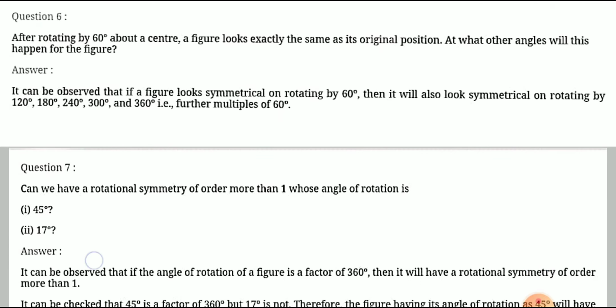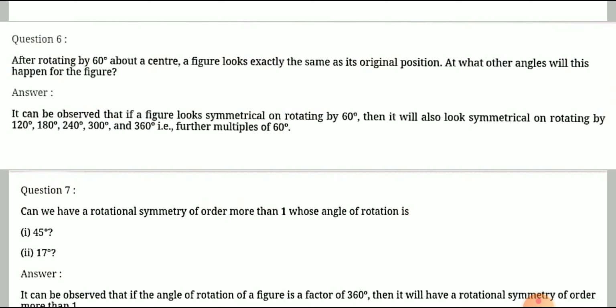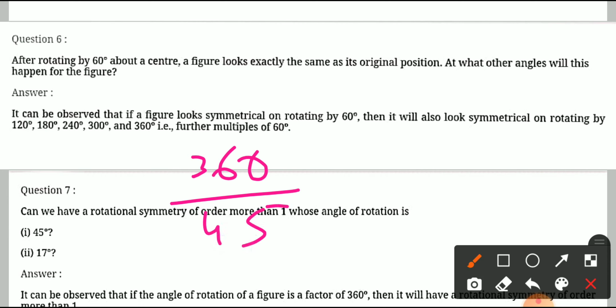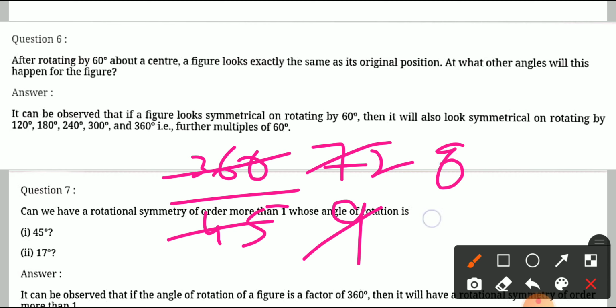Question number 7. Can we have a rotational symmetry of order more than one whose angle of rotation is 45 degree? Now here you need to calculate the order of rotation. If the order of rotation is a whole number, then it is possible, yes, otherwise it is not possible. So how can you calculate? You have 360 and divide it by 45 degree. If you get the answer in a whole number, that means true, otherwise no. So how can we calculate? Find in the table of 45: 5 times 9 is 45, 45 times 8 is 360. So here you will get the answer as a whole number, which is 8. So the answer is yes, 8.